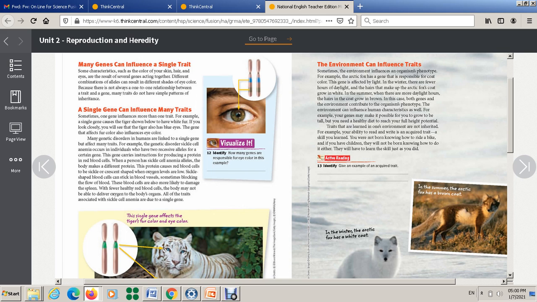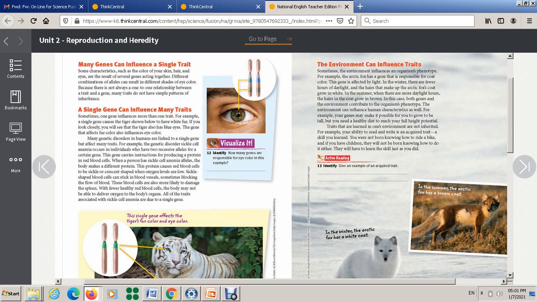In this example, the Arctic fox has a gene that is responsible for coat color. This gene is affected by the light. So in the winter, with fewer hours of daylight, so less light, the hairs that make up the Arctic fox coat grow in white. But in summer, more light, so it will appear brown. So in this case both genes and the environment contribute to the organism's phenotype, which is a very important example.